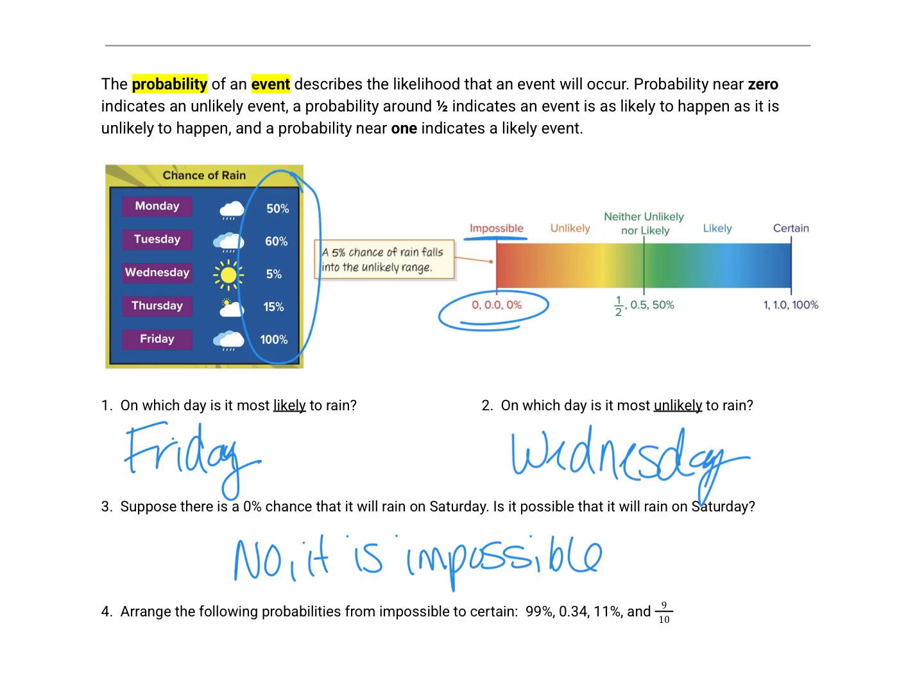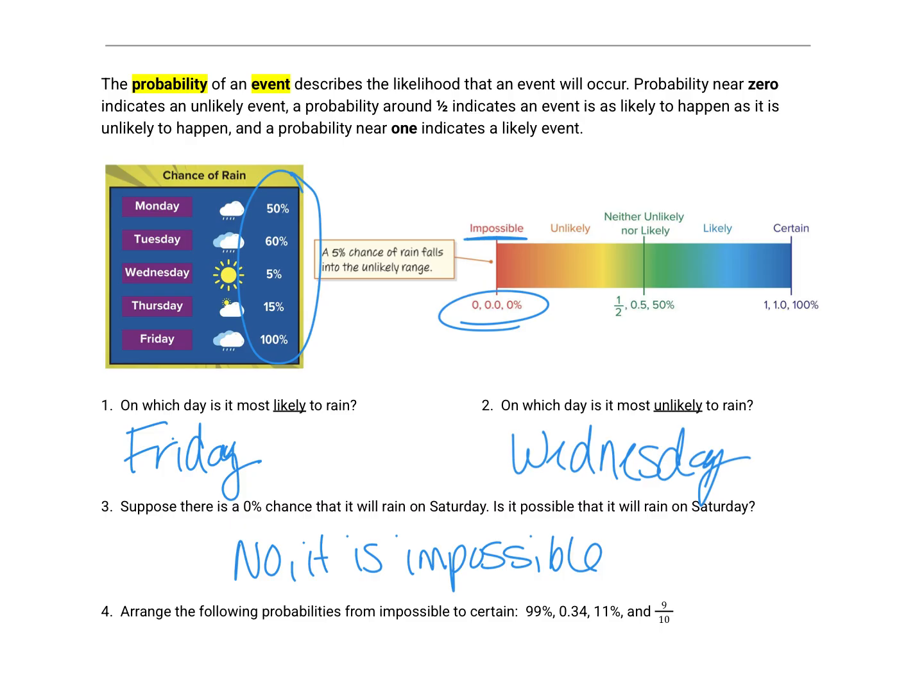Okay, all right, last question of the section. It says to arrange the following probabilities from impossible to certain. So we have 99%, we have 0.34, 11%, and then 9/10. In order to compare these and make sure that we're on the right track here, I would suggest we either turn these all into fractions, decimals, or percents, so that they're all the same. Let's start by turning them all into percent. So 99%, that one is good to go. We don't need to change that.